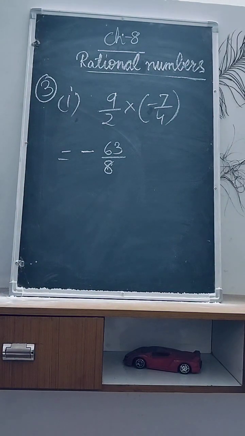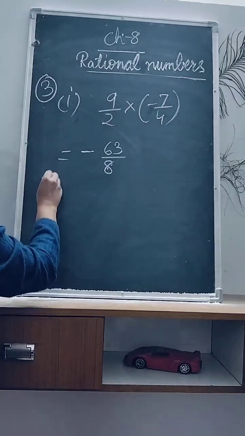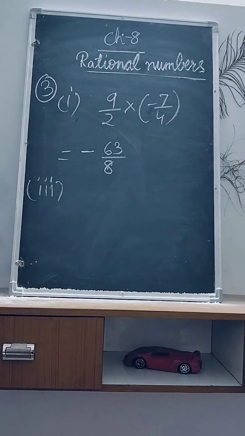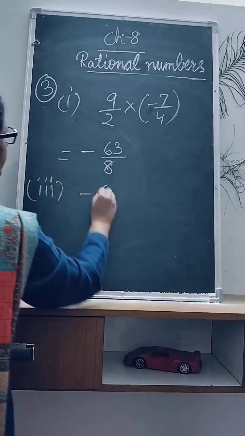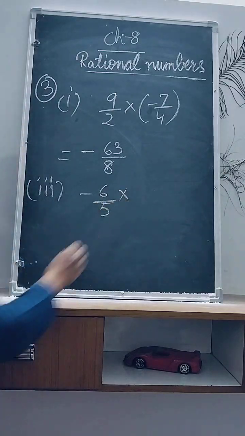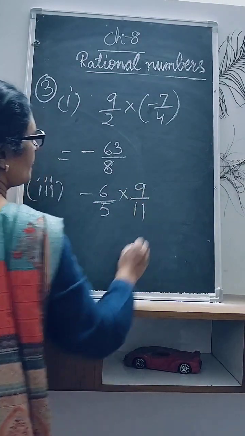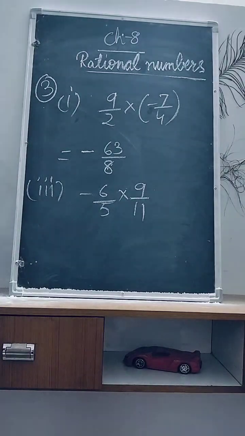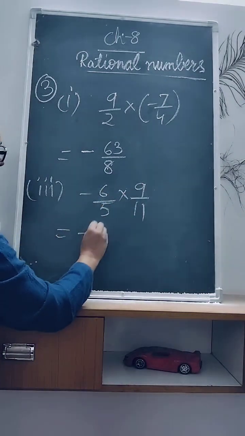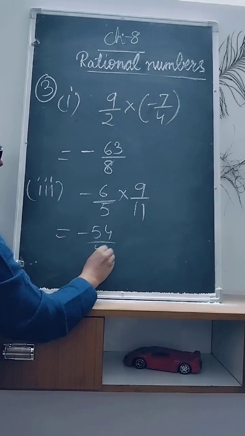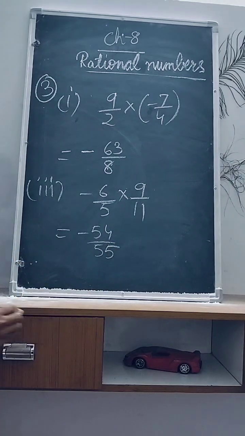Now one more part, the third part, if I do this: minus 6 by 5 into 9 by 11. Here also nothing is reducible, so simply 6 into 9 is 54, 11 into 5 is 55, this is your answer.